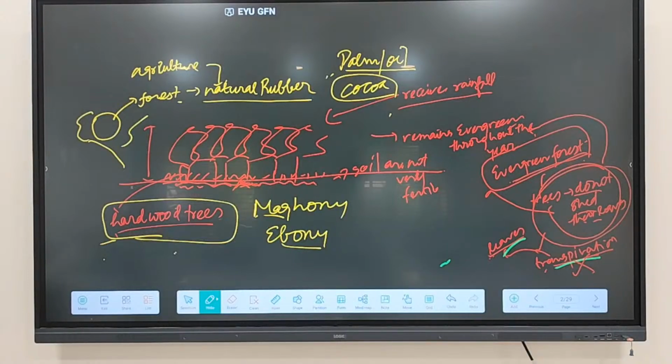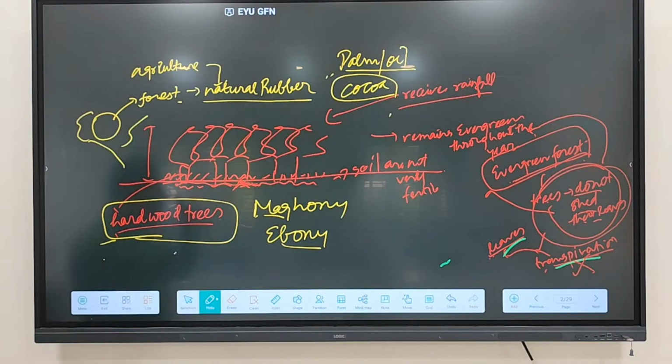Yeah, they deforest, they cut the forest, and they go for these types of cultivation. Clear? So natural rubber, cocoa, palm oil, these are being cultivated. In fact, India is importing much of its palm oil from where? From Indonesia and Malaysia. Clear? So UPSC has asked a question on palm oil. India is importing much of its palm oil from Indonesia and Malaysia, because they are cultivating palm oil. Fine.